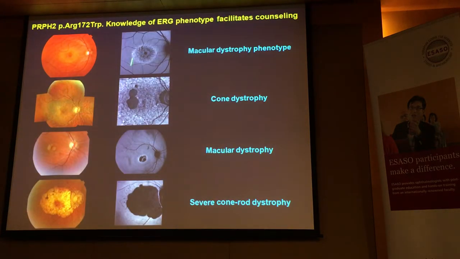all of these patients have got the same mutation. They've all got the most common mutation, which is 172. This patient's got a macular dystrophy electrophysiologically. This patient's got a cone dystrophy electrophysiologically. This patient's got a macular dystrophy. And this patient, who you may think has a macular dystrophy, actually has a severe cone rod dystrophy.